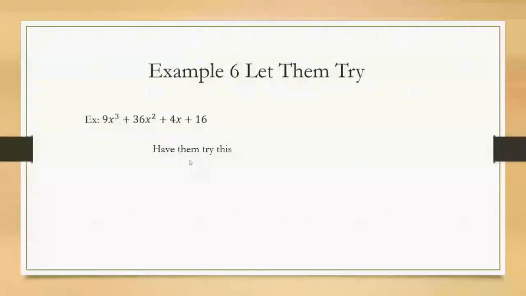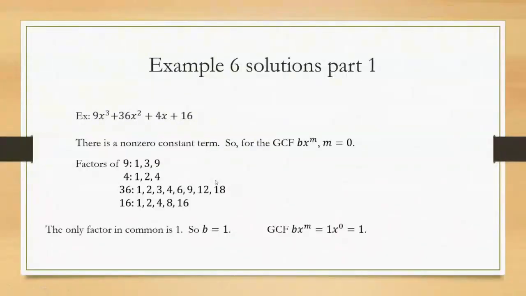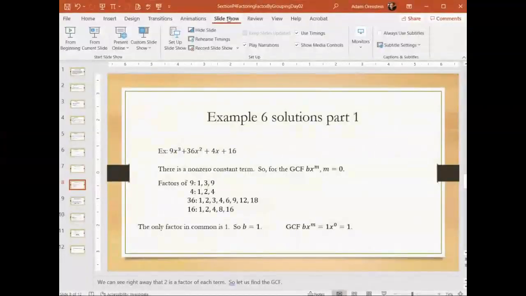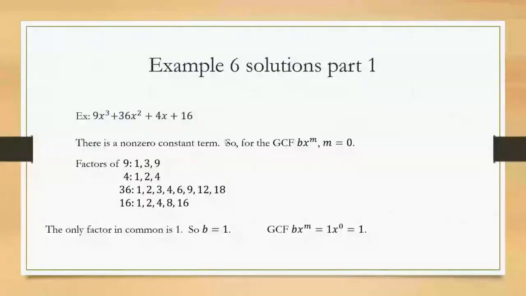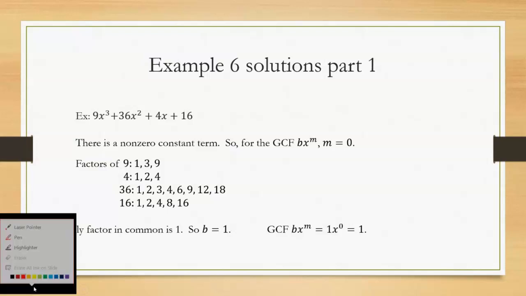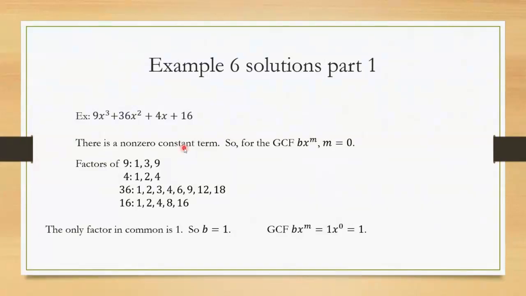All right. So again, this one, of course, you're going to have to complete by factor by grouping. Okay. All right. Okay, so for this one again, it's always good to get the GCF factored out first. Okay, and that's what we're going to do. All right, so notice there's a non-zero constant term. Okay, a non-zero constant term. So there's a term with no x in it.